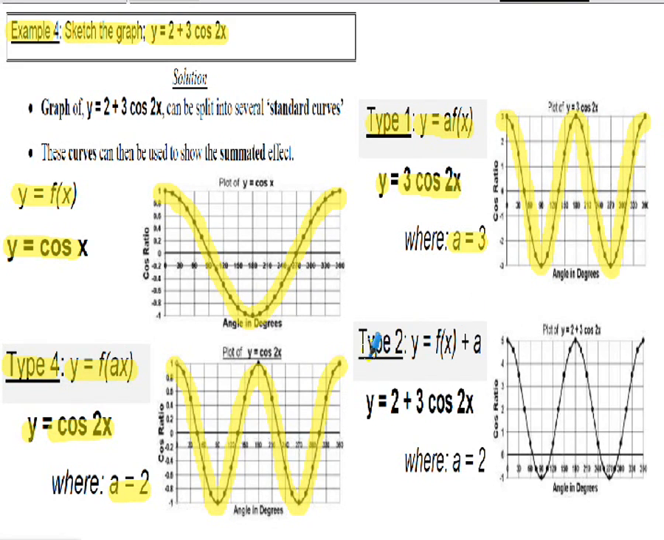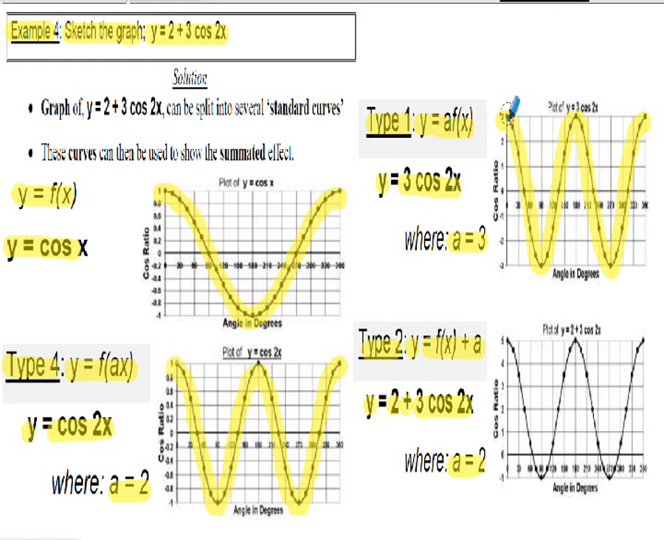And finally we've got a type 2 transformation, that's y is equal to the function of x plus a. So that's y in this case equal to 2 plus 3 multiplied by the cos of 2x. So a is 2 for the type 2 transformation. That has the effect of shifting the whole waveform 2 increments in the y direction.